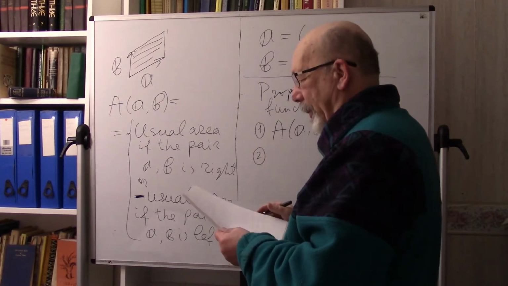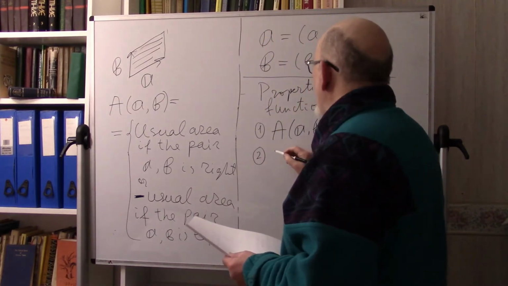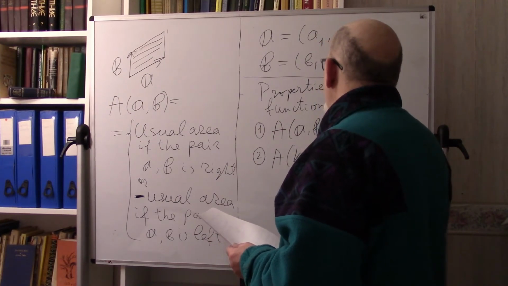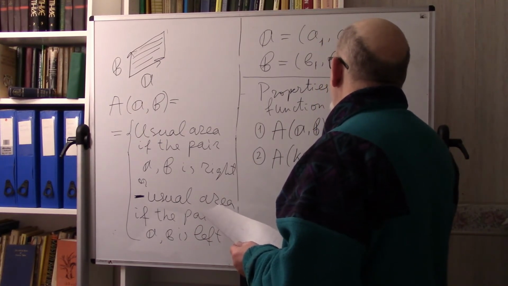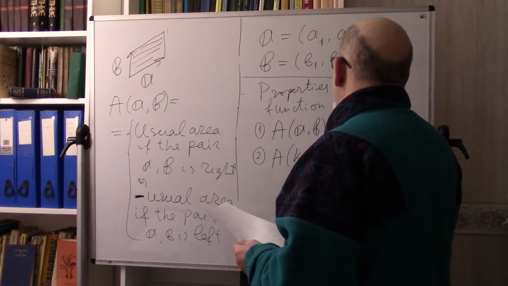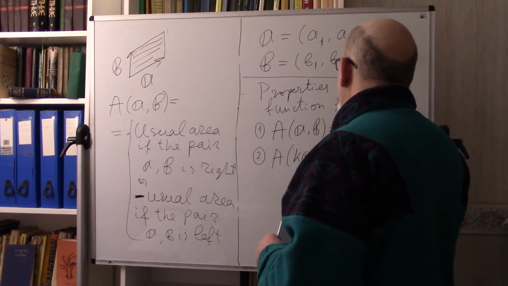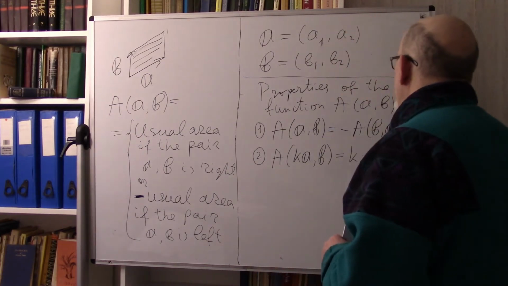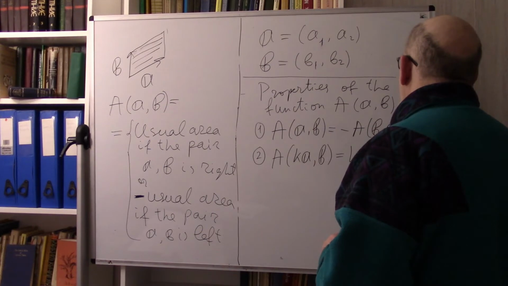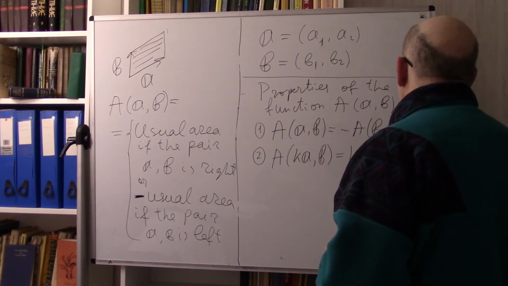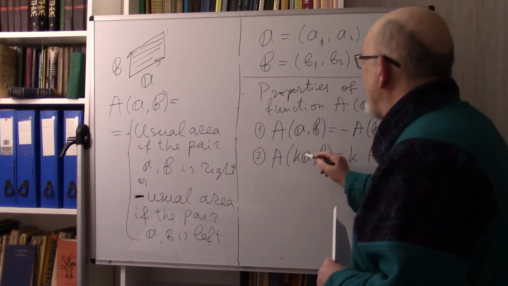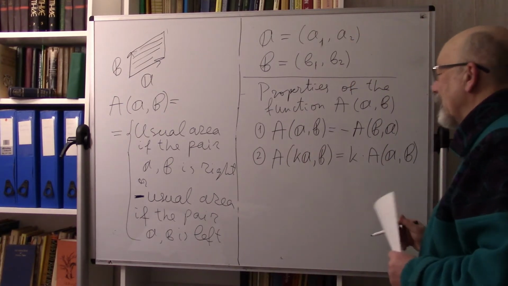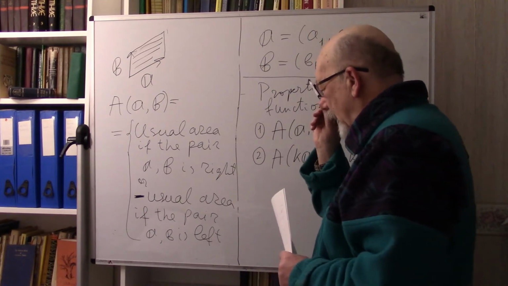Second property: if you multiply one of them by a constant k, by number k, it is k times the area of AB. So it is linear with respect to the first argument. Now, how to prove it?